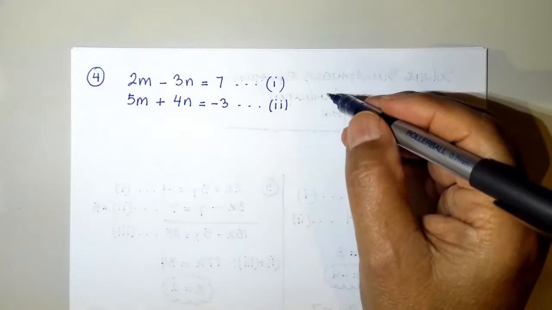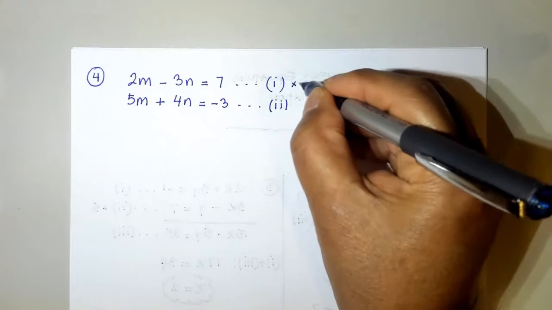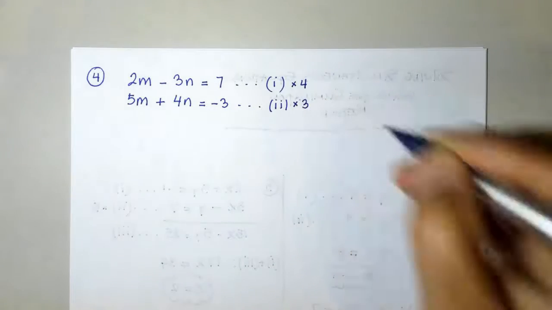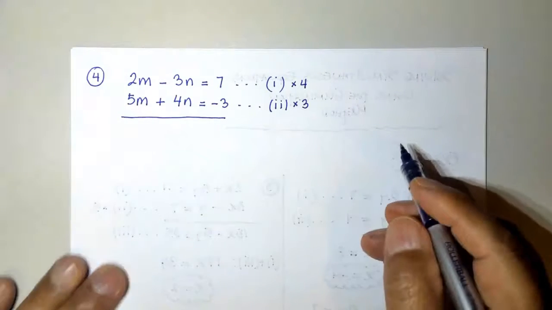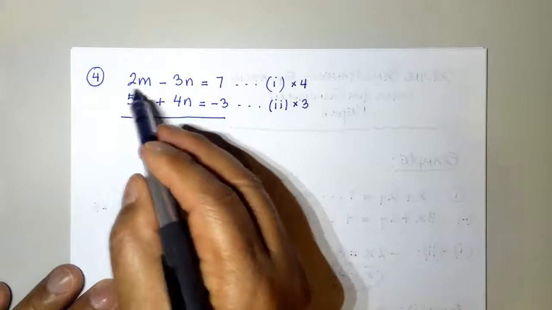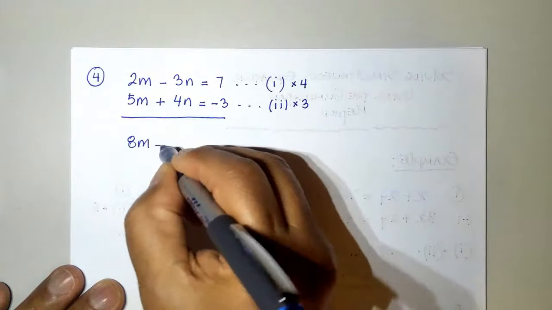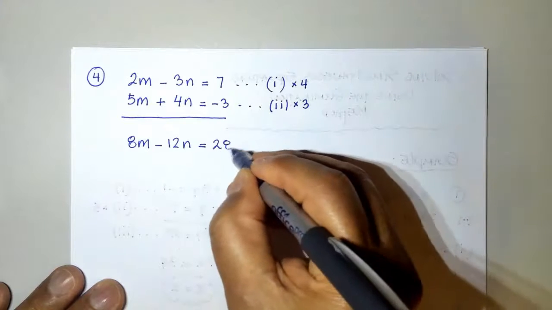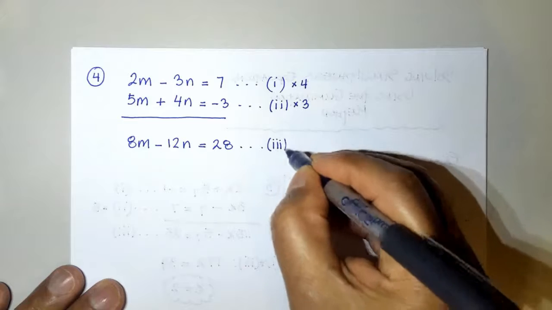Right, I'm going to have to make a decision. I'm going to eliminate the n. Okay, so that means that I'm going to multiply this by 4 and I'm going to multiply this by 3. Okay, so that means that we are going to create 2 more equations. Alright, so we're going to multiply this entire equation by 4, so then we're going to have 8m minus 12n equal 28, and this is going to be equation 3.